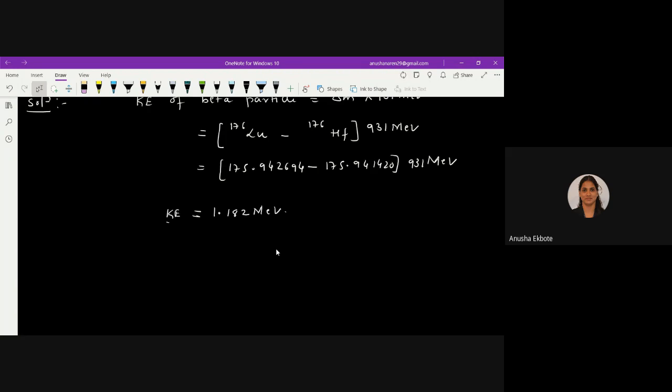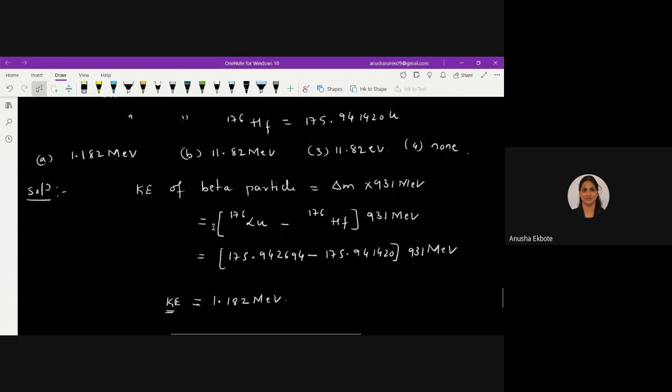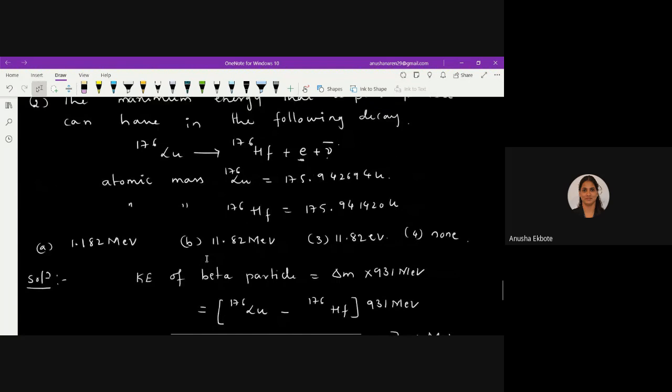The energy of the beta particle is nothing but the kinetic energy produced in this reaction. So the correct answer among the 4 options is the first one. We are going to take the first one.